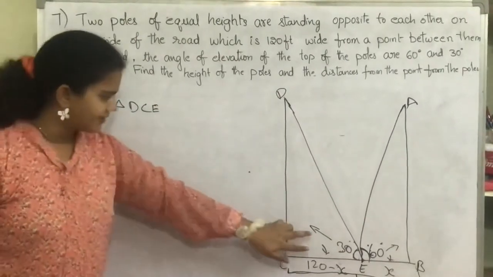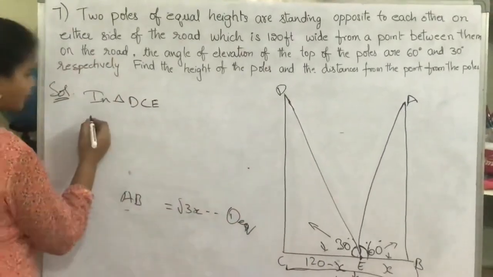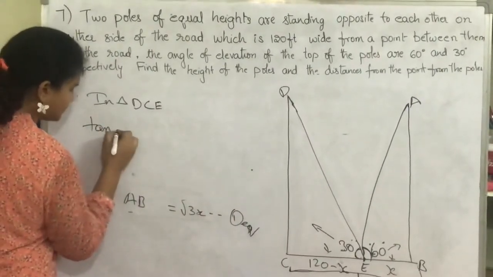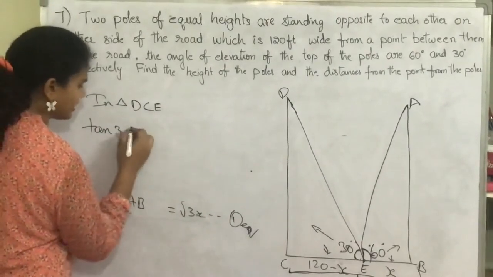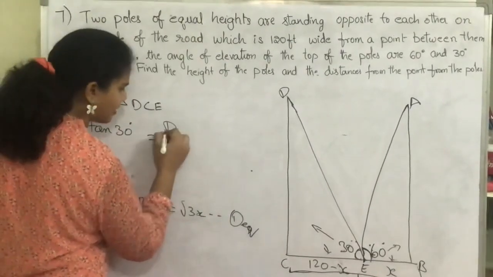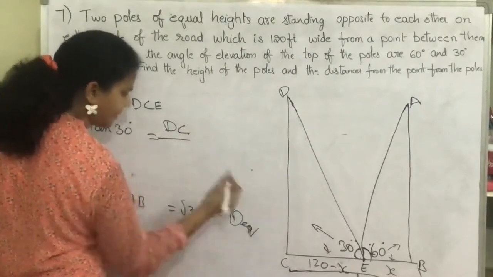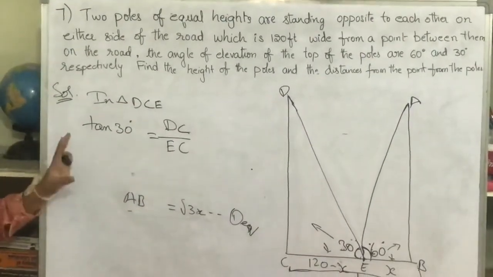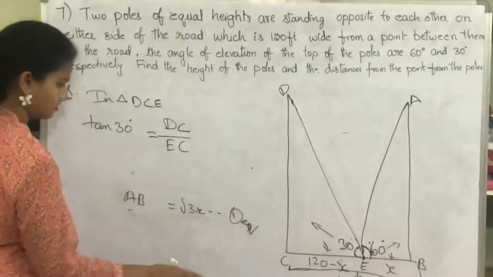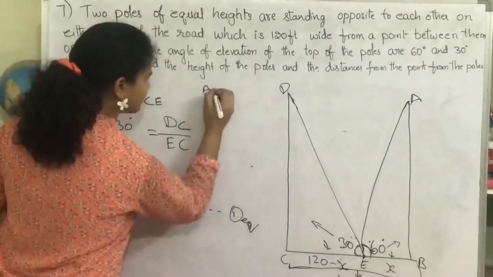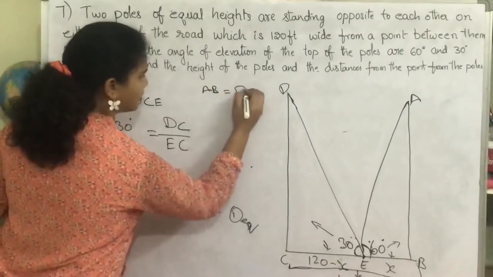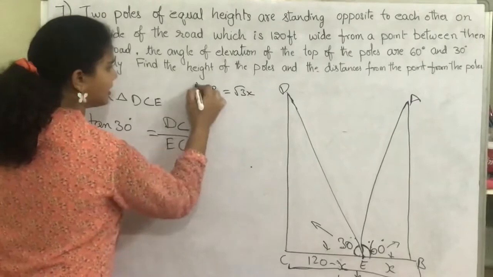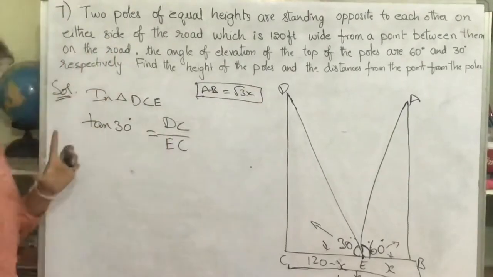If you consider opposite side by adjacent side, this becomes what? In triangle DCE, opposite to the angle E, you have DC. Which trigonometric ratio relates opposite by adjacent side? As we know, tan relates opposite side by adjacent side, where adjacent is EC or CE. Clear till here? Now here you have 30 degrees. Let's write down the first equation over here, where AB equals root 3x. We will use this first equation later, but just keep this aside.